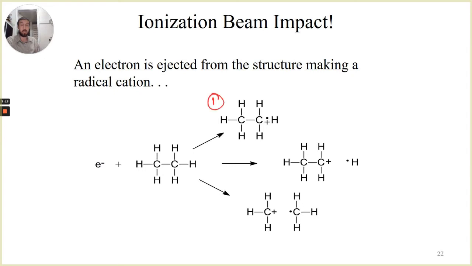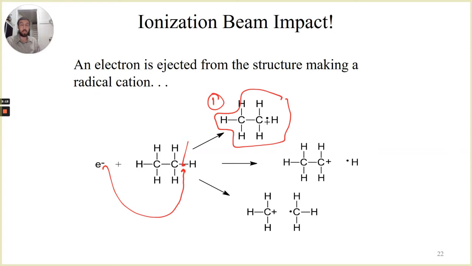So in this top case, what happened is that electron came into that bond and it kicked 1 electron out. Gone. So the net result is that our particle is now positive because it's lost an electron.